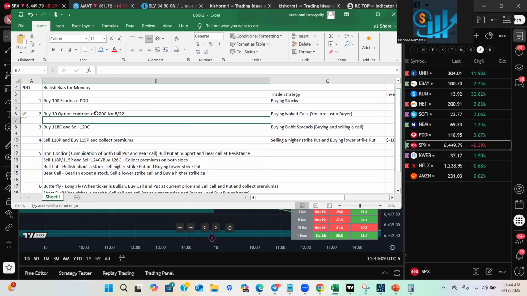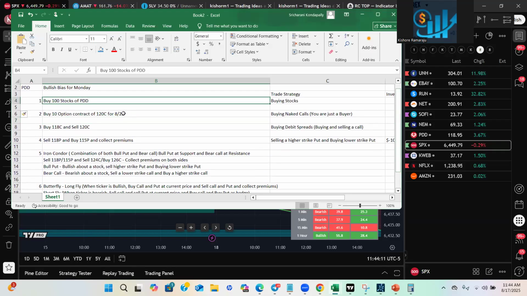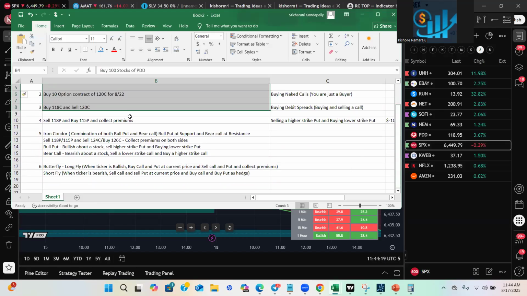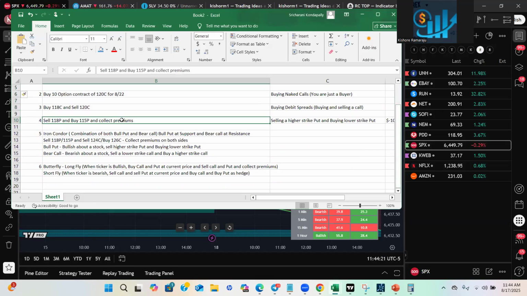So one is directly buying the stocks, one is buying the naked calls, one is doing a debit spread, right? In all these cases, you are a buyer. Here, you are mainly a seller, but you are only taking trade in one direction. Suddenly, if it goes against, you have high risk with a low reward. Iron condor, you are taking trade in both the directions.